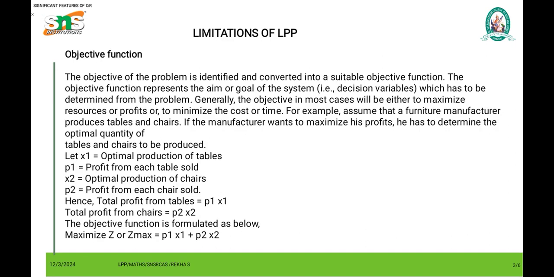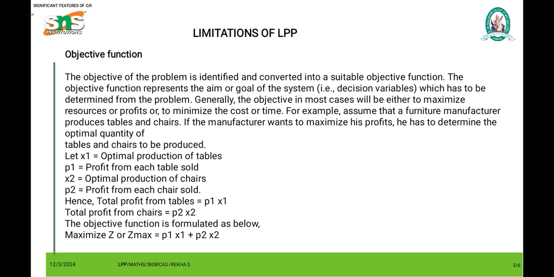So what is meant by objective function? First of all, to construct the LPP, we have to choose the decision variables. The objective function is whether it should be a maximization or minimization. Maximization means resource or profit should be maximized, whereas minimization means the cost or time must be minimized.